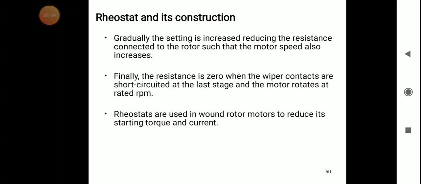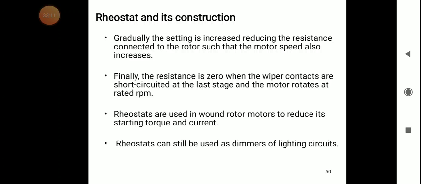That is the main advantage of the rheostats. To operate the motors, we use the rheostat. At the beginning, we use the rheostat at the high resistance. After starting, by using the wiper, slowly reduce the resistance. At last, after getting zero resistance, the motor will rotate on the rated speed, rated RPM.